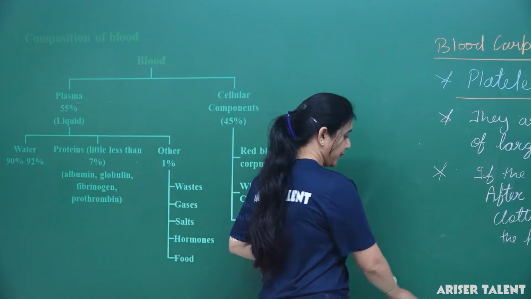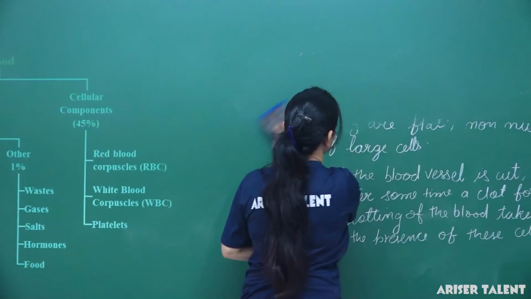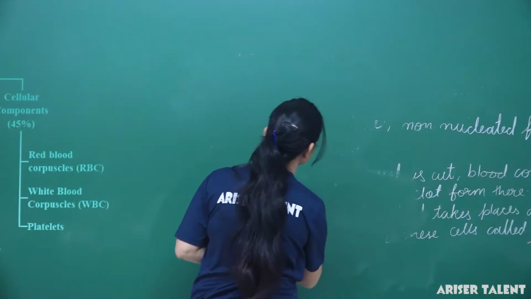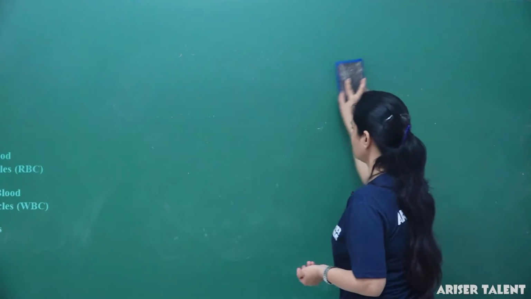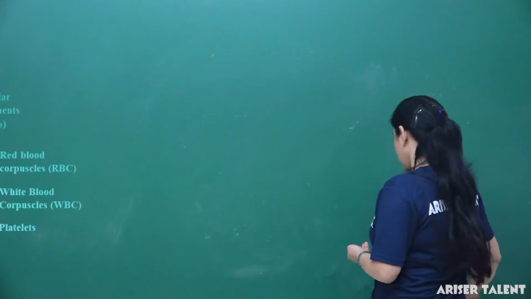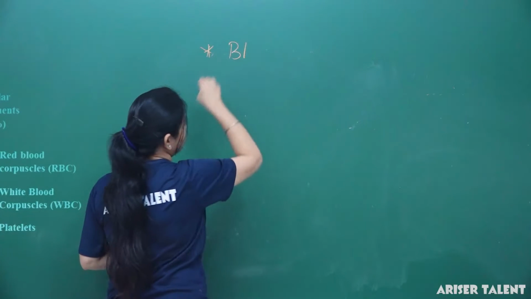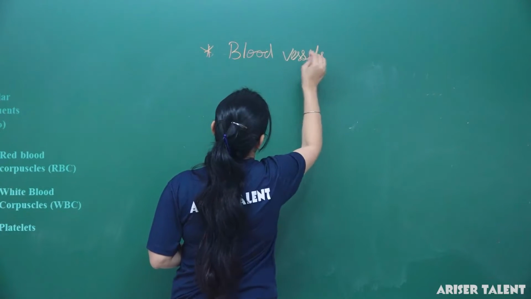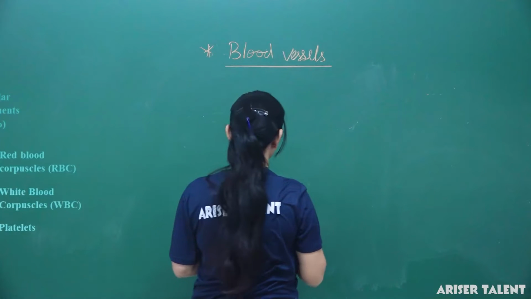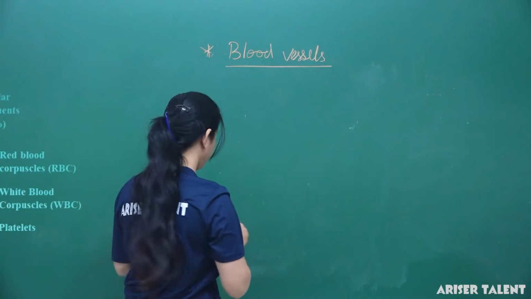As I told you, blood has different parts. Now we are going to talk about the second part of the blood vascular system, that is blood vessels. In human beings, there are three types of blood vessels: arteries, veins and capillaries. We have already talked about the blood. Now we are going to talk about blood vessels. In human beings, generally three types of vessels are present. What are they? Arteries, veins and capillaries.